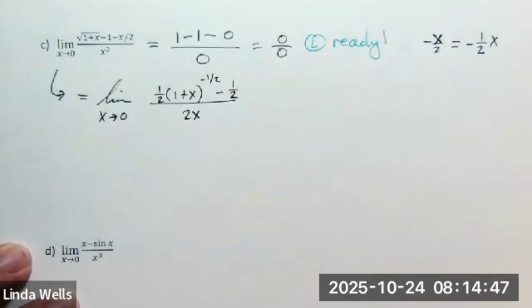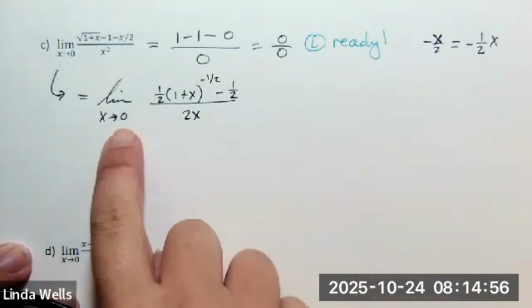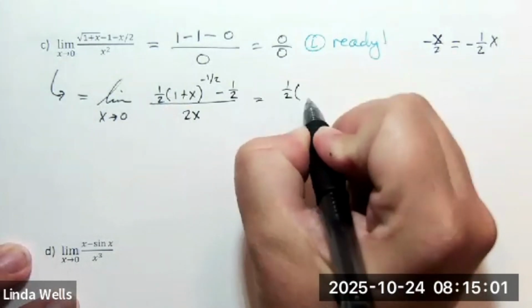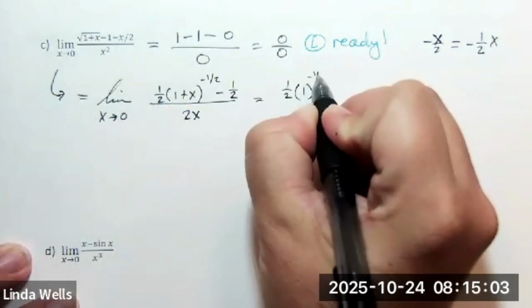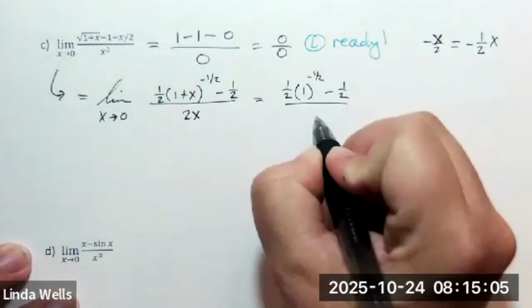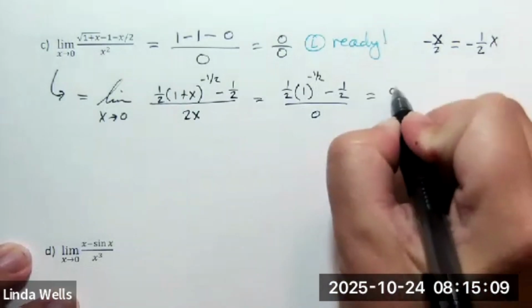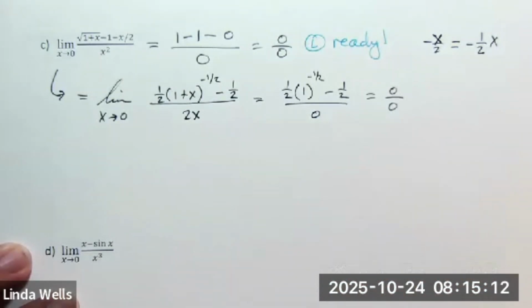Questions? Oh, yeah. What do we do now? Plug in. If we plug in 0, we get 1/2 times, well, 1 to a power, minus 1/2 over 0. So that's 1/2 minus 1/2 over 0. Wait a second. Did I break it? That should have gone together.